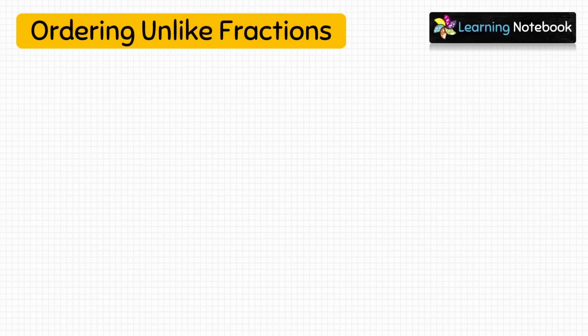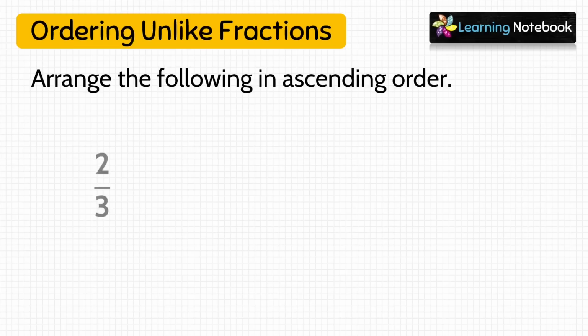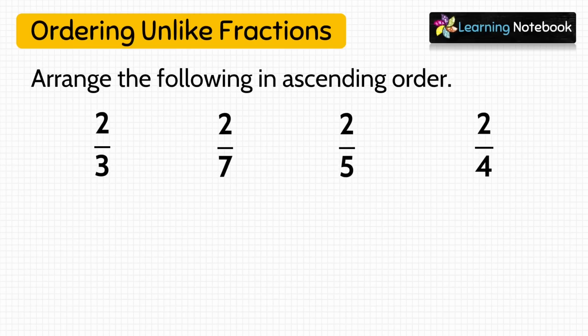So students, I am sure you have understood how to compare unlike fractions. Now let's learn how to order unlike fractions. Arrange the following in ascending order. We are given 4 unlike fractions and we have to arrange them in ascending order. Here, look at these fractions.